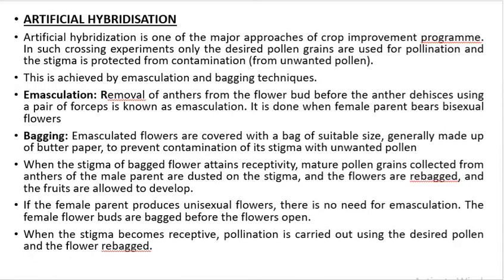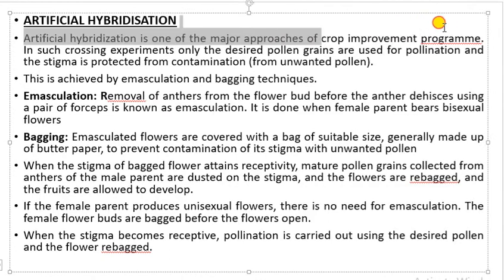of reproduction. Now, artificial hybridization is one of the major techniques which is used nowadays for the crop improvement program. So nowadays crop improvement program is mainly done by this process, that is artificial hybridization. Now in this particular experiment, only desired pollen grains are used for the pollination, and the stigma is protected from unwanted pollens or from contamination.